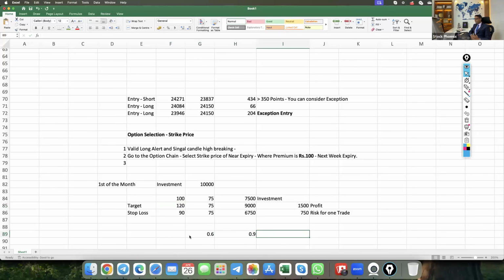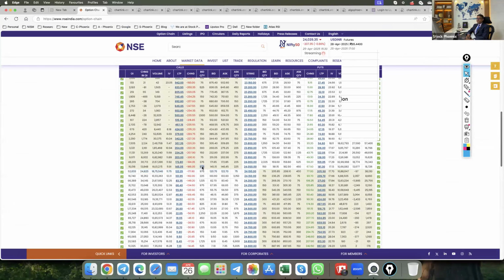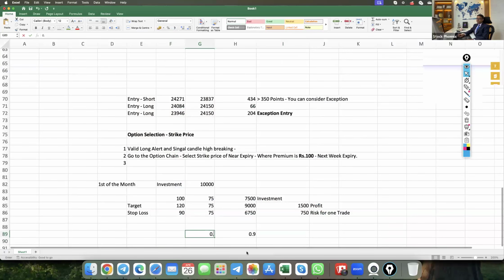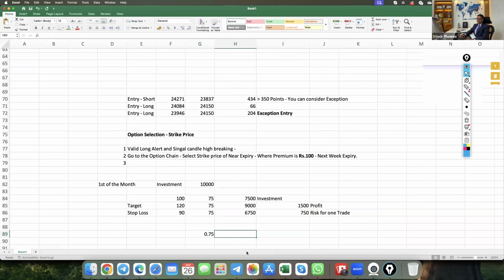Is 0.4 right? Answer is wrong. It will be between 0.6 to 0.9. Of course, if it becomes ITM, it will be 1 delta. If it goes above this, you have 0.8, 0.7, 0.6 as the delta. So now, considering 0.75 on a rough average, how many points of momentum do you need in Nifty to get 20 points of momentum in options?